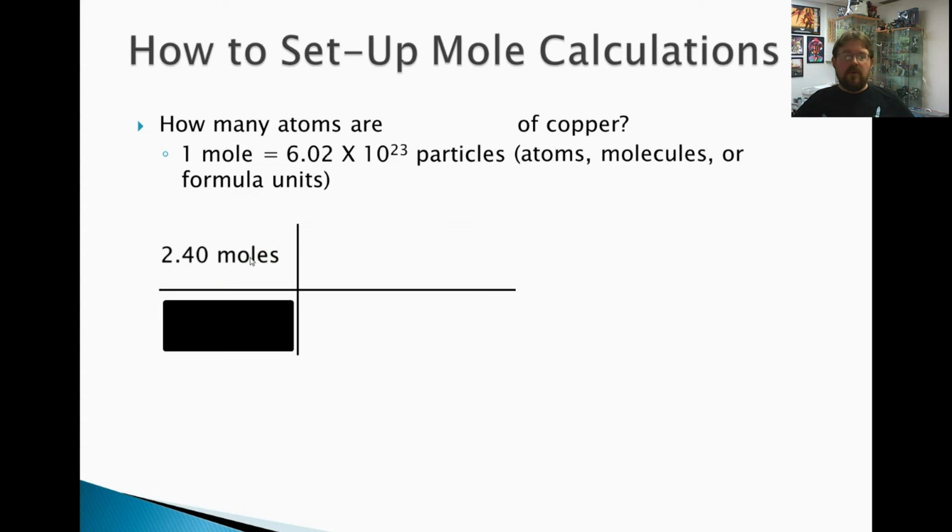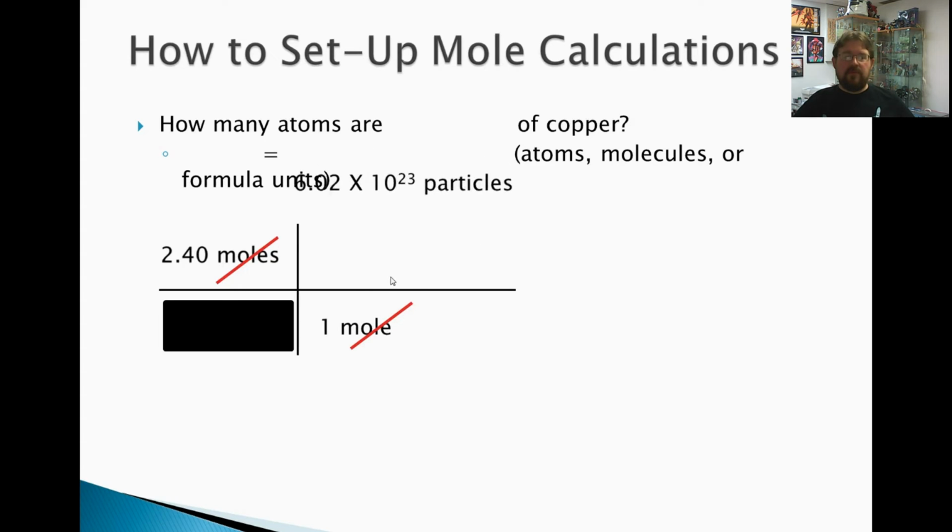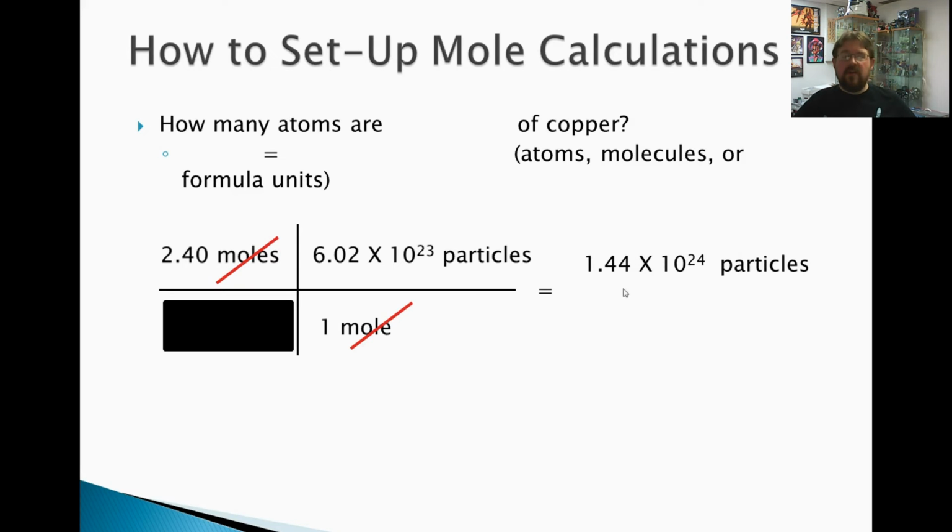Remember, moles are up here. We want mole diagonal to it so they cancel, and whatever 1 mole is equal to goes on top for this one, okay? Now that it's set up, what are you going to do? Well, we got to do a little bit of math now. Across the top and the bottom, we're going to multiply across, okay? So 2.40 times 6.02 times 10 to the 23rd particles gives us, and you can punch this into the calculator, you get 1.44 times 10 to the 24th particles, okay?